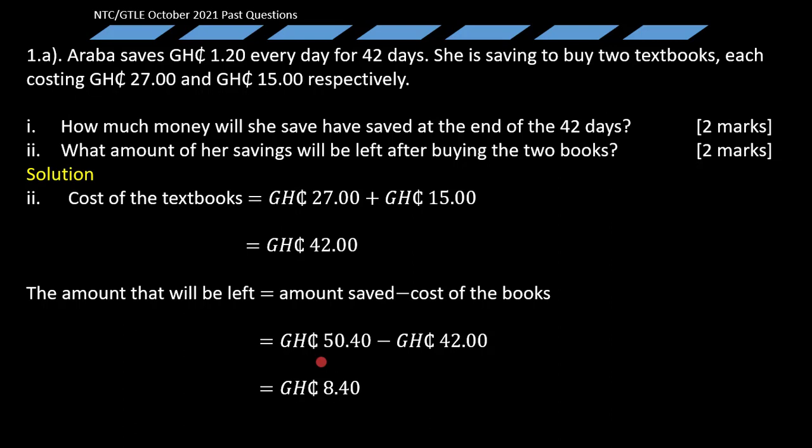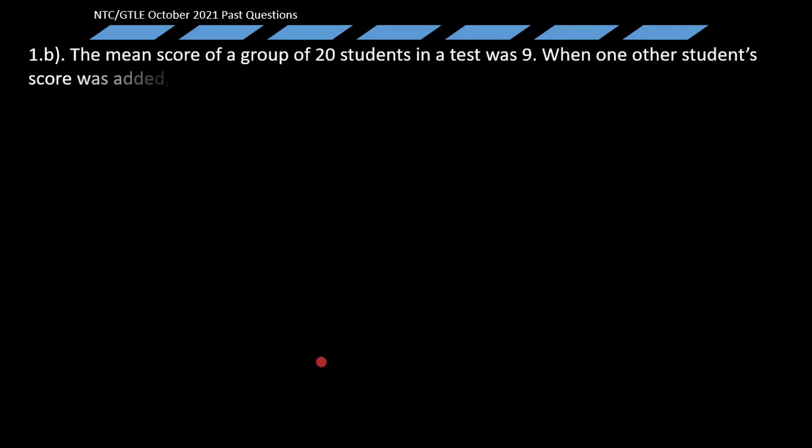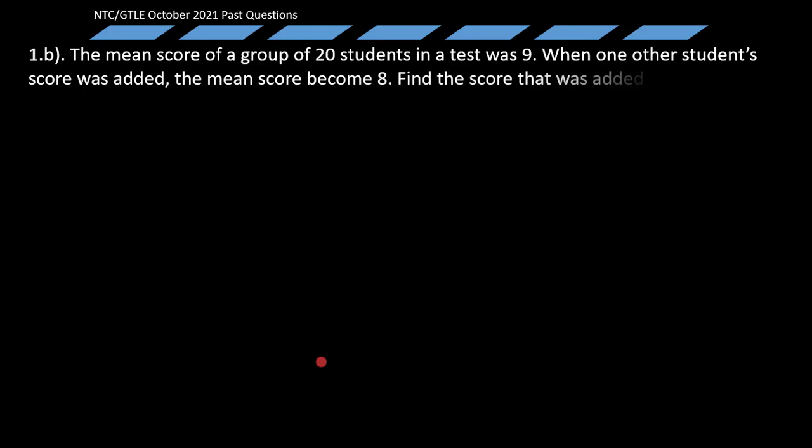Now let's proceed further. The mean score of a group of students in a test was 9. When one other student's score was added, the mean score became 8. Find the score that was added.